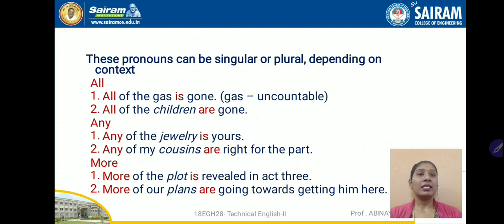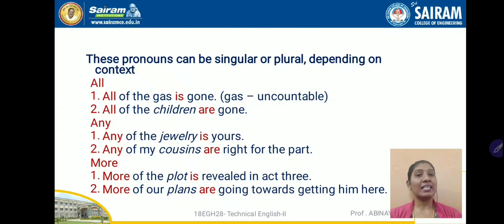Okay. See, there are some pronouns where we still cannot confirm singular or plural from the words alone. With the usage only can we confirm whether the subject, whether the pronoun, is singular or plural. So those pronouns can be singular or plural depending upon the usage, depending upon the context. See the first one, all of the gas is gone. You see the subject here is gas. So gas is gone. Gas is uncountable. We have to go for singular for uncountable, obviously. So here we are using is.